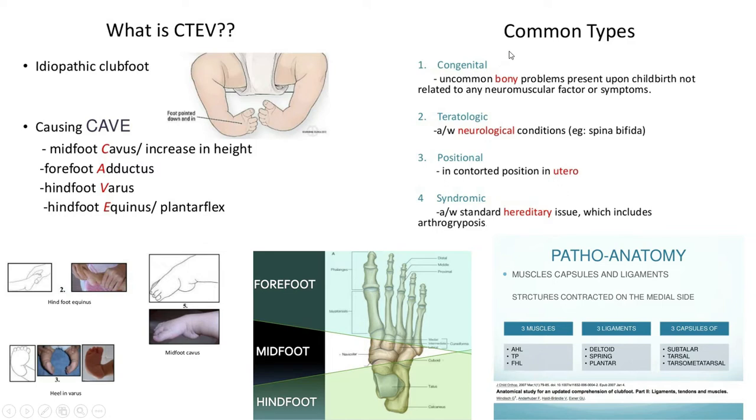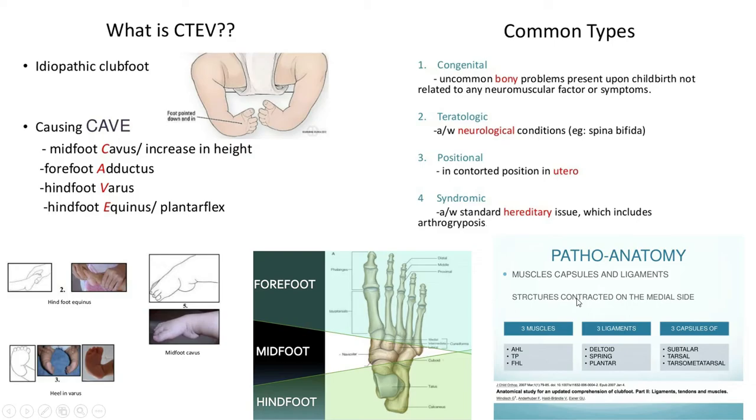Now, what is the most common type of congenital talipes equinovarus deformity? It is idiopathic, meaning the cause is not known. Now, due to some teratogenic effect also, like due to spina bifida, there may be some neurological condition present, like bilateral CTEV, and associated with some hereditary or syndromic association.